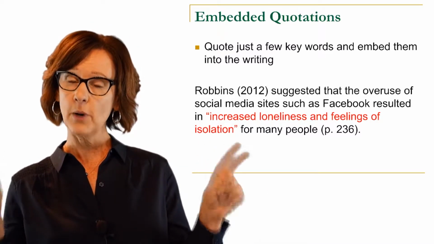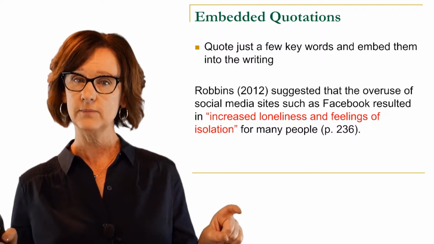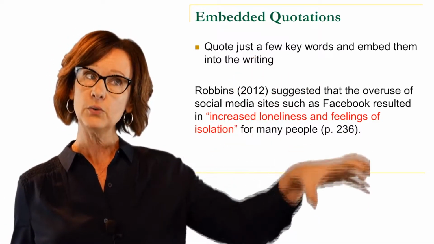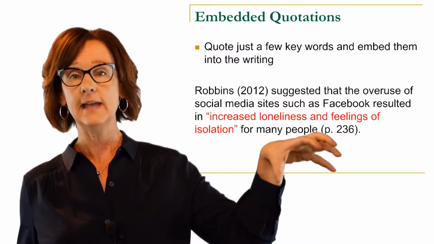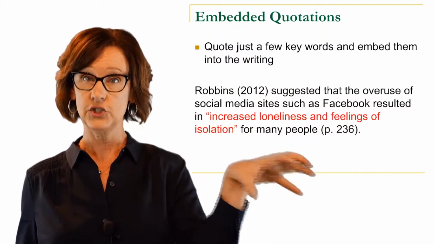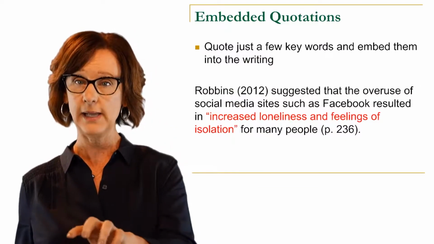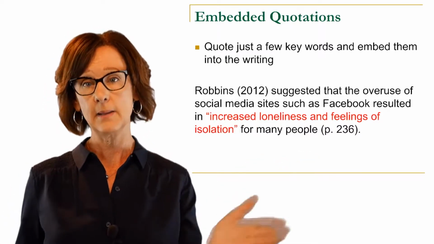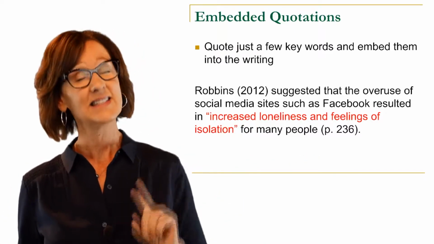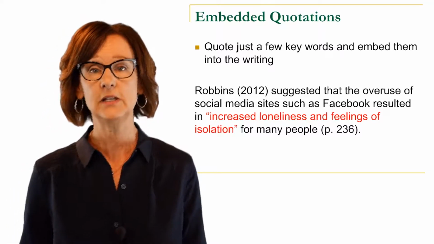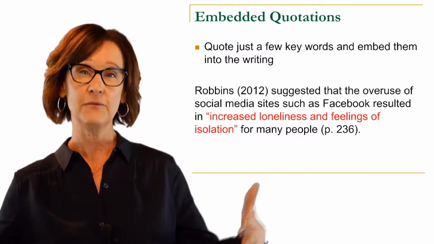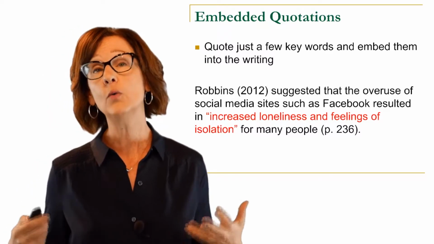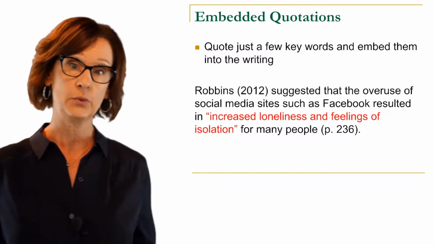So notice the only part of that that's a direct quotation is the actual, what you see in red there. So I took a few key words from Robbins and I still acknowledged him and the publication year and the page number, but I didn't use the full quote. I used just a few key words and I embedded it into my own writing. To tell you the truth, that's really the best way to use direct quotations because it just flows better. It seems more natural as a writer, and your own voice as a writer can shine through in that way.